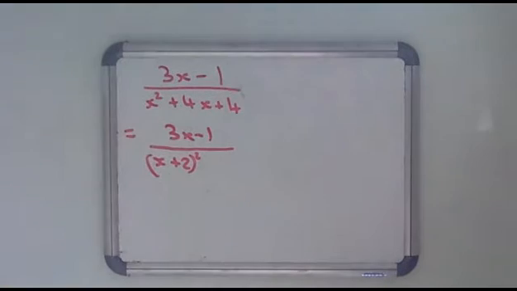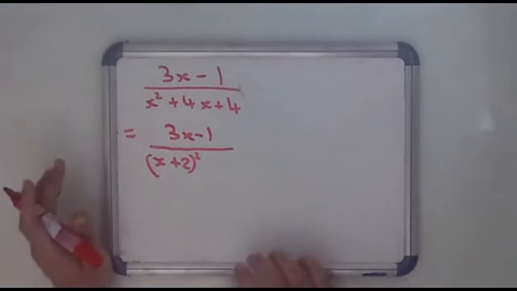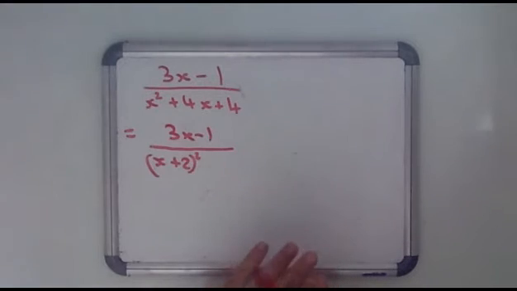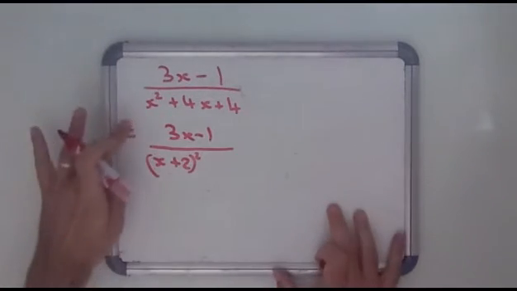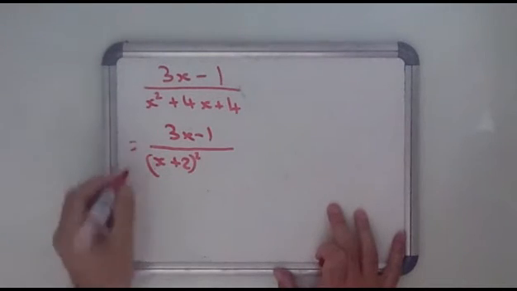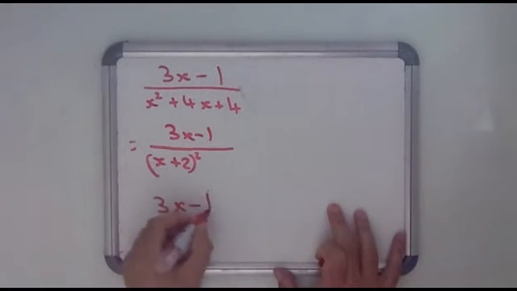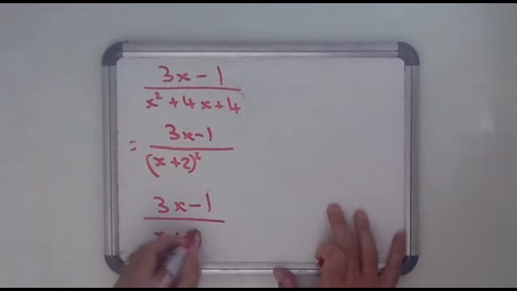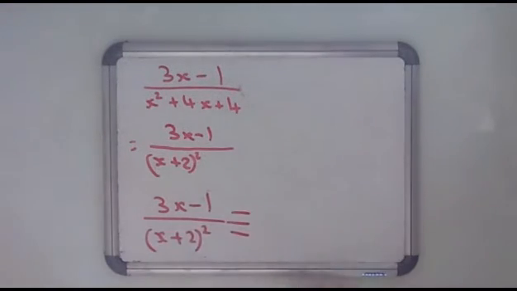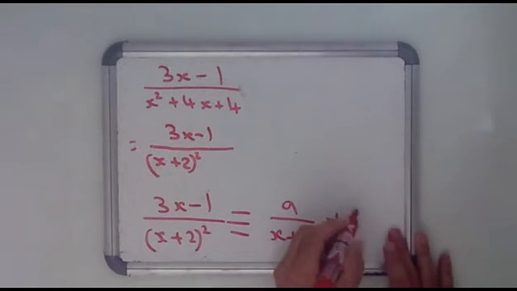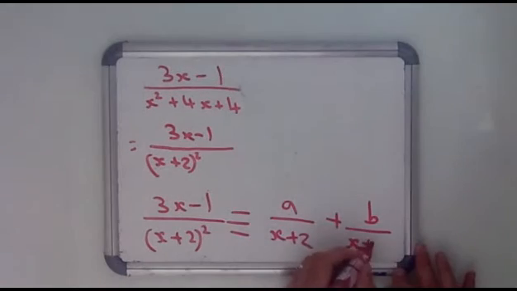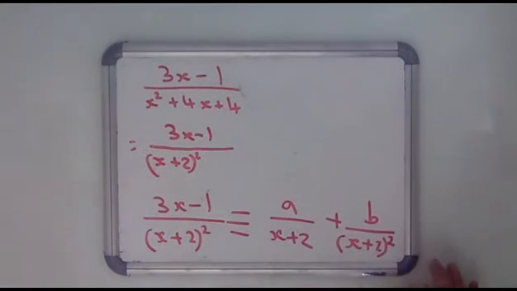Now when you have this repeated factor, the form of your partial fractions will be, you need to consider every power up to the highest power of this repeated factor. So we're going to say (3x - 1)/(x + 2)² is identical to some A/(x + 2) plus some B/(x + 2)². So if this was cubed, we'd have a C as well, and we'd have an (x + 2)³.